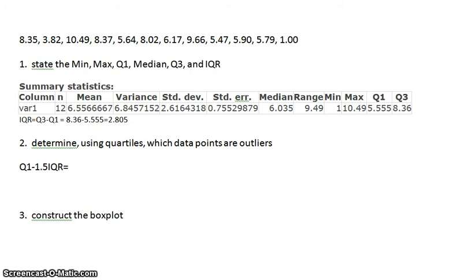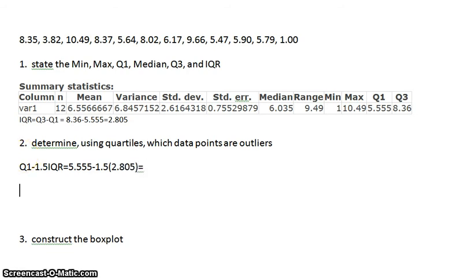So the lower fence is going to be Q1, which is 5.555, minus 1.5 times the IQR, 2.805. And then the upper fence is going to be Q3 plus 1.5 IQR. So that's going to be 8.36 plus 1.5 times 2.805. And we'll see what those values are on the calculator.